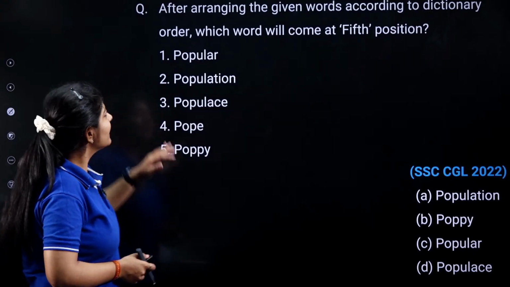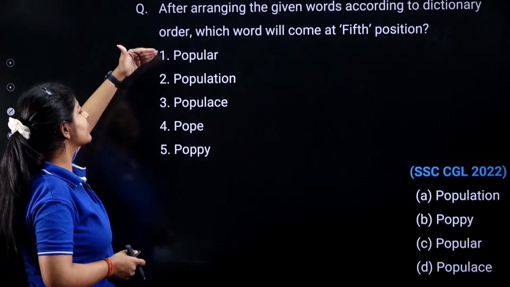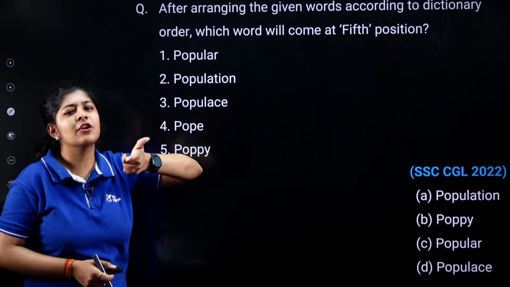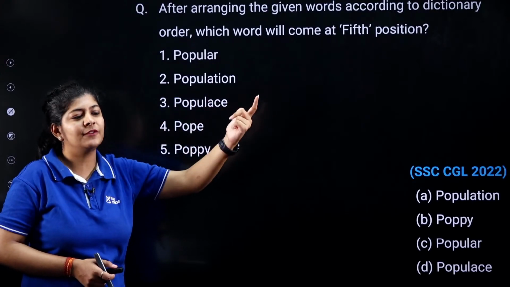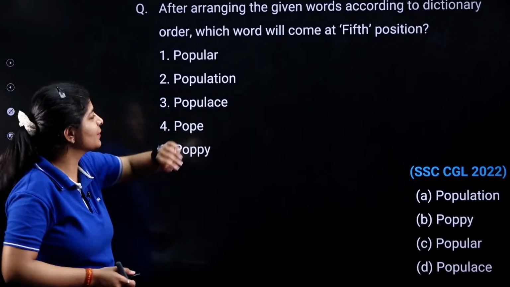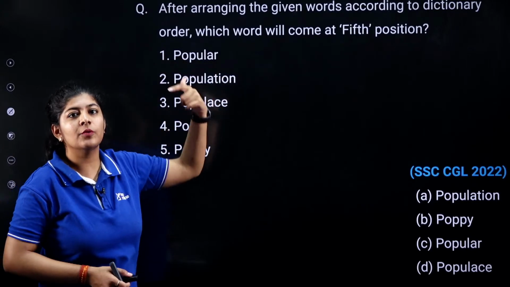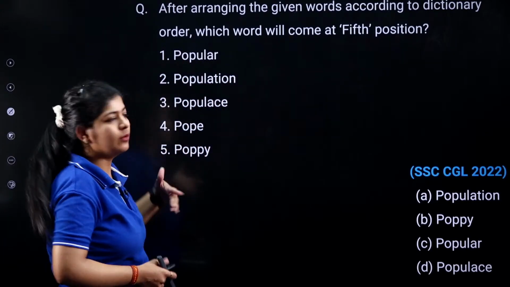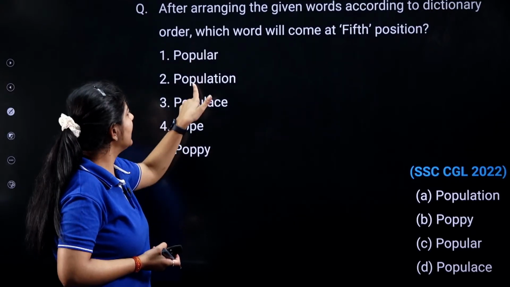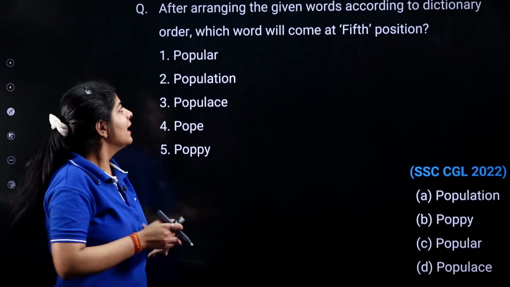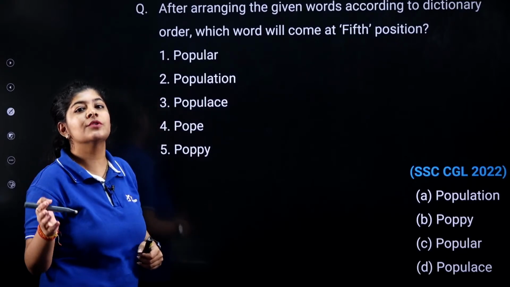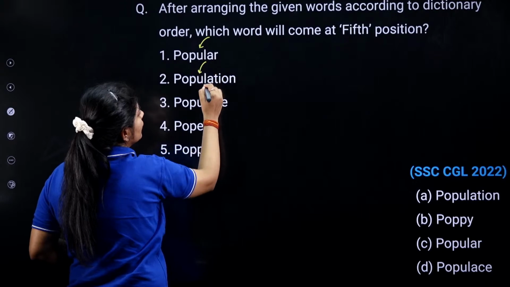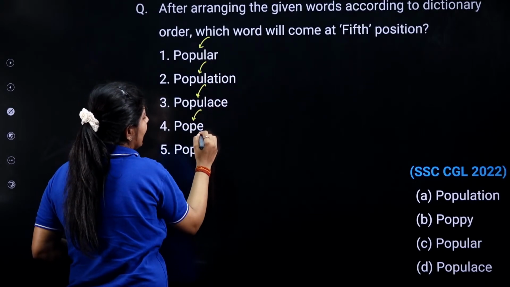As we know, each and every word given over here starts with P. So with the help of the first letter, we are not able to determine who will come at the first position or who will come at the last position. So we are going to approach the second alphabet. O, O, O, O, O. Same. Next, P, P, P, P. Next, we are going to check the 4th letter. U, U, U, P, P.